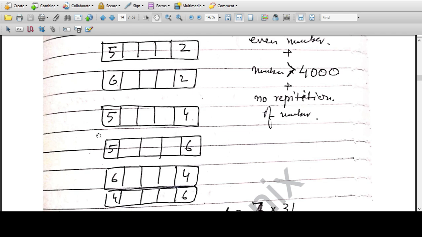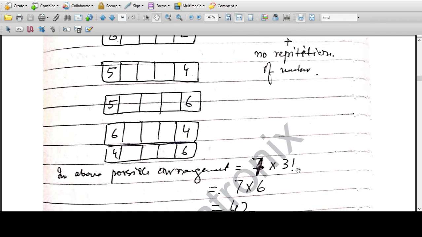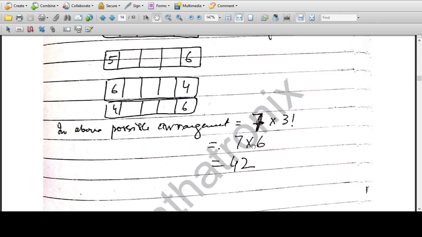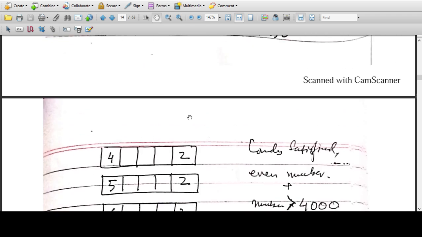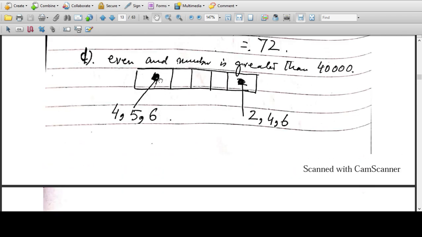So we have this 7 possibilities, and this 3 have freedom, and this is 3 ways, 2 ways, and 1 way. So this is 3 factorial into 7, which is equivalent to 42. So this is a very, very important part. This question is very difficult and different.